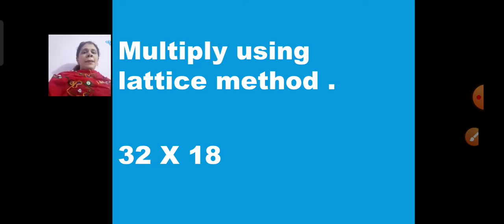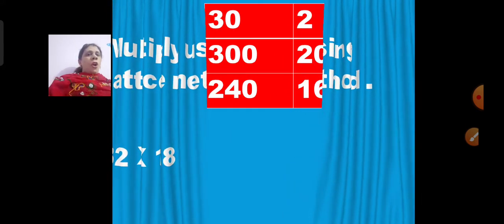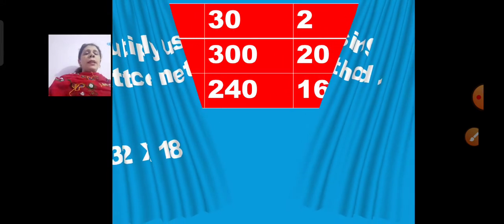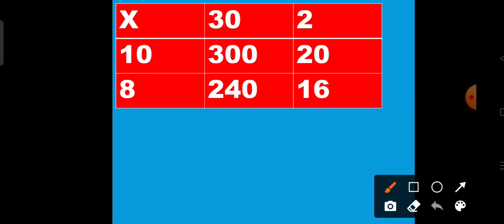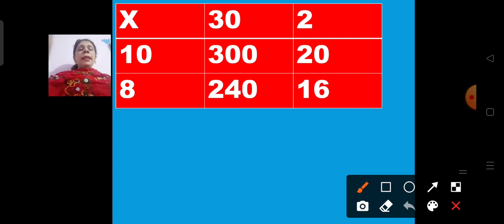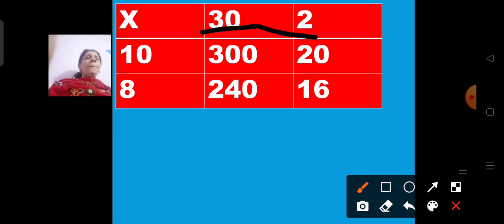Multiply using lattice method. What are the numbers? 32 multiplied by 18. Now children, I told you in lattice method we are going to make rows and columns, and in those rows and columns we are going to arrange the numbers. The numbers are 32 and 18. So what will I do? I'll split that 32. I'll write 30 in one column and 2 in another. And then 18, I'll write below the multiplication sign: I will write 10 and then 8. 10 and 8 will become 18.